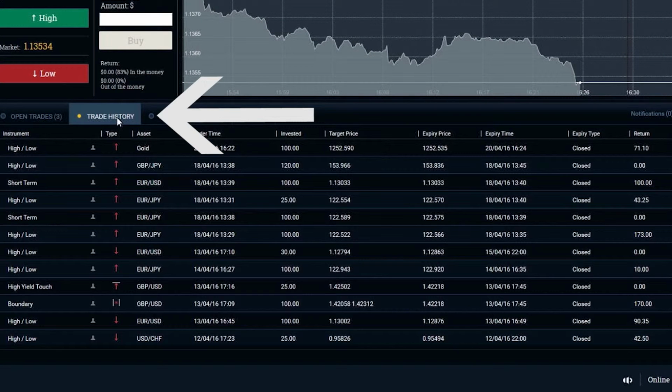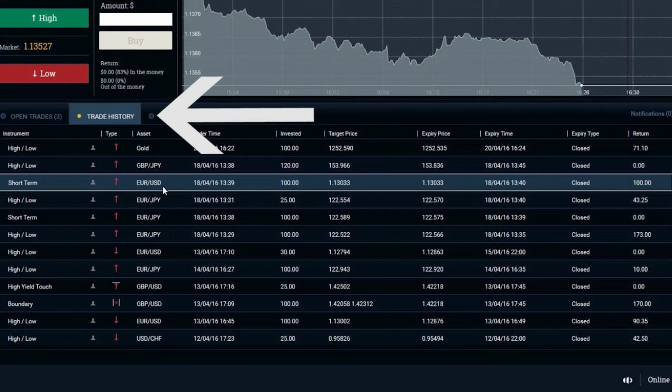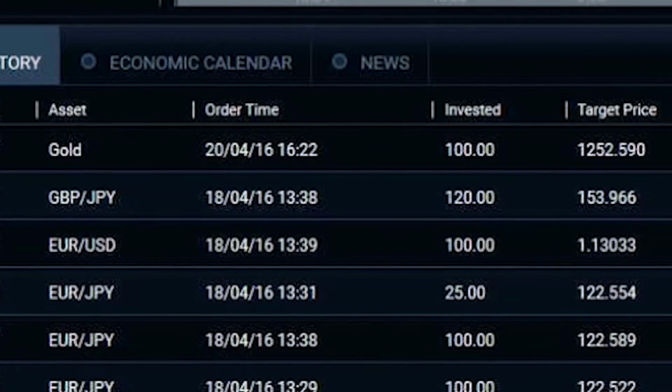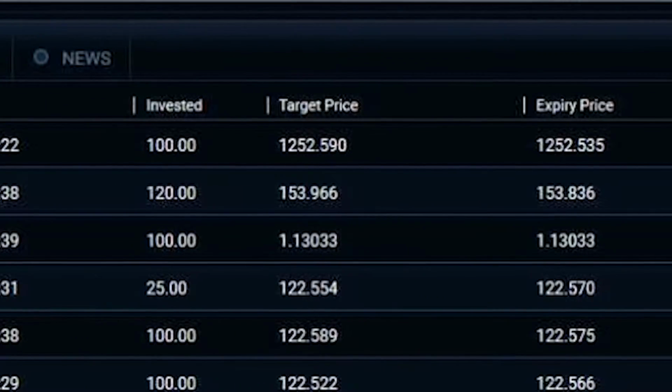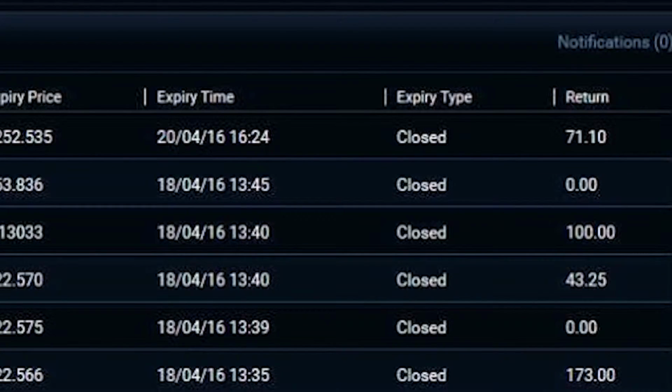The next tab in this window is the Trade History tab, where we can examine all of our past investments and their results. We can see the asset, order time and investment, the target and expiry values, expiry time, and of course the return.